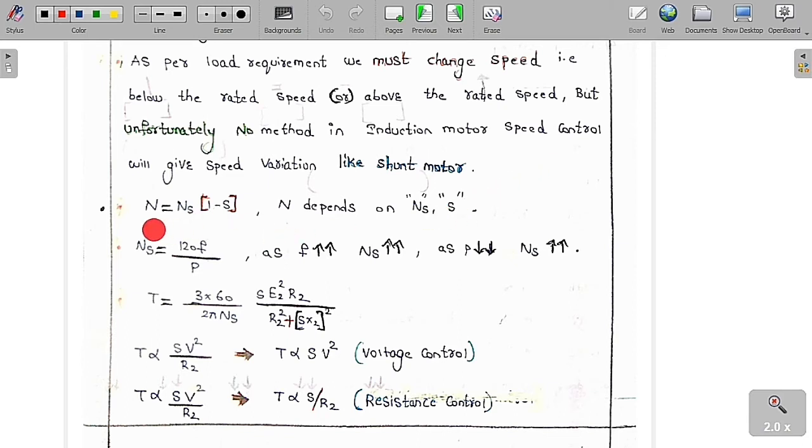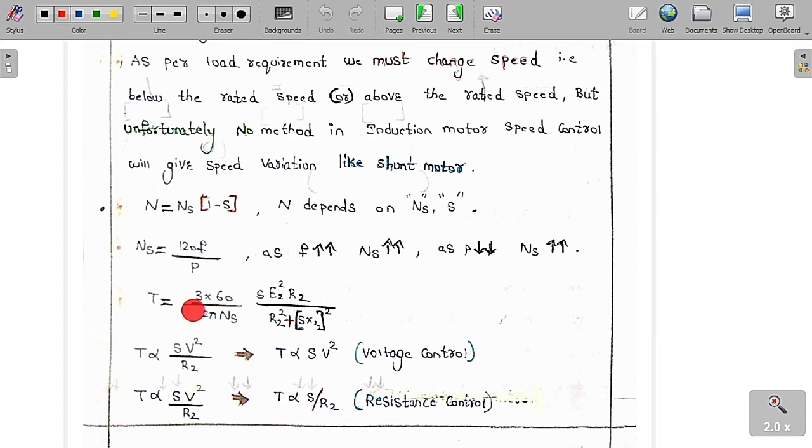As I already told you, NR is equal to NS into (1 minus S). So NR is going to depend upon NS and also slip. You can see clearly from this relation, NR is a function of NS and S. NS is equal to 120 F by P. As you increase the frequency, NS increases, and as you decrease P, again NS increases. Either you increase frequency, then you will increase NS, or you decrease P, then you get an increase in NS. Whenever NS increases, NR also increases.